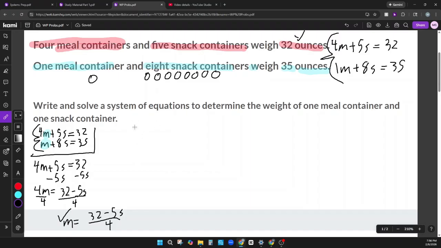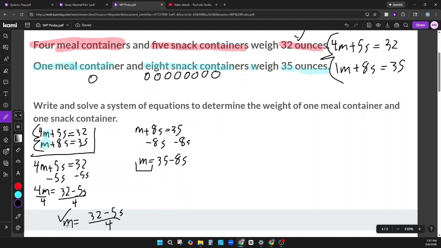Now I need to do the same thing for my other side. So I'm going to set up m plus 8s equal to 35. And once again, I'm solving for m. This one is a little bit easier because there's nothing attached to my m other than this 8s. So if I minus 8s, I get m is equal to 35 minus 8s.